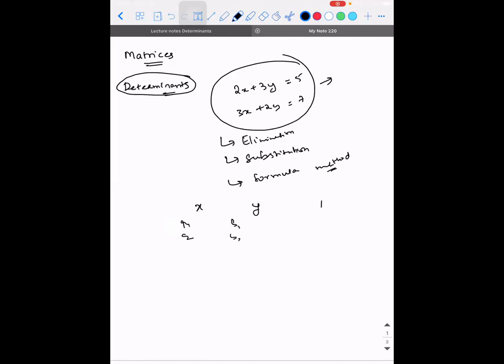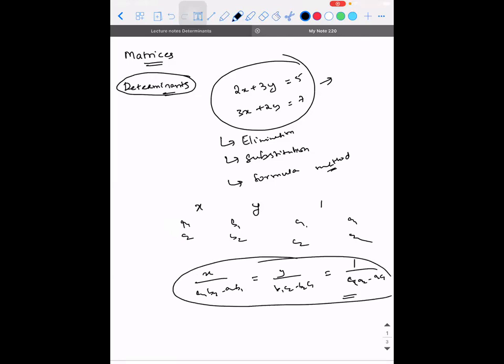A1, A2, B1, B2, C1, C2, again A1, A2. You would have seen the method like this, right? So you write it as x divided by A1, B2 minus A2, B1 is equal to y divided by B1, C2 minus B2, C1 is equal to 1 divided by C1, A2 minus A2, C1. Have you seen this kind of a method? Sometimes people call it cross multiplication. You have seen it, right? Yes, sir. So sometimes people call it cross multiplication method also.